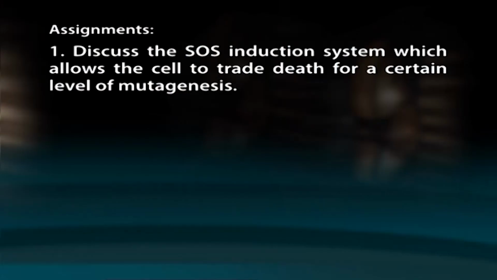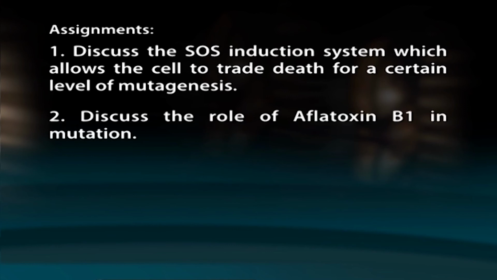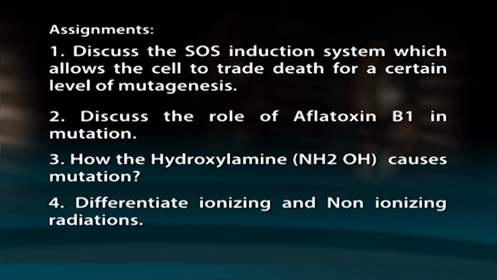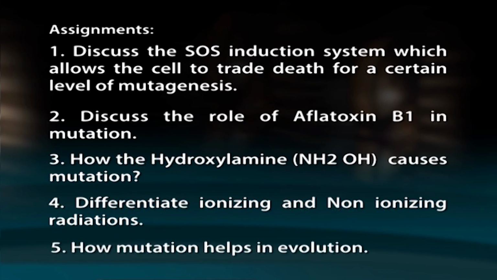Here are a few questions for you to work out. 1. Discuss the SOS induction system which allows the cell to trade death for a certain level of mutagenesis. 2. Discuss the role of aflatoxin B1 in mutation. 3. How does hydroxylamine cause mutation? 4. Differentiate between ionizing and non-ionizing radiations. 5. Explain how mutation helps in evolution.